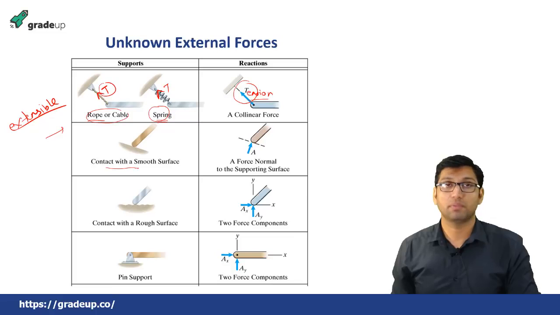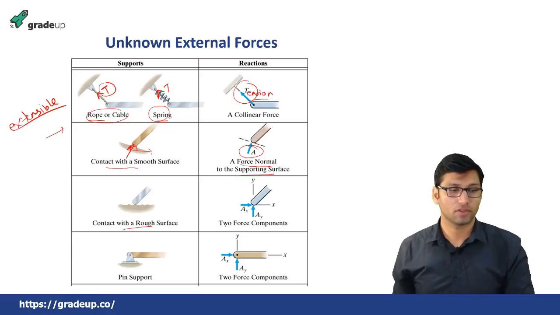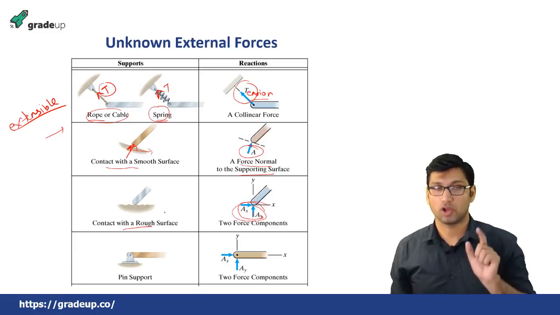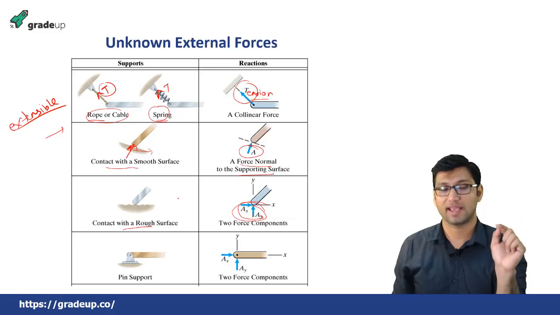Again, there is contact with a smooth surface. Suppose your body is contacting a smooth surface. There will be a reaction by this smooth surface. That reaction is called normal force, which will be acting at the supporting surface. If it is a rough surface, there will be two reactions, one in the horizontal direction and one in the vertical direction.